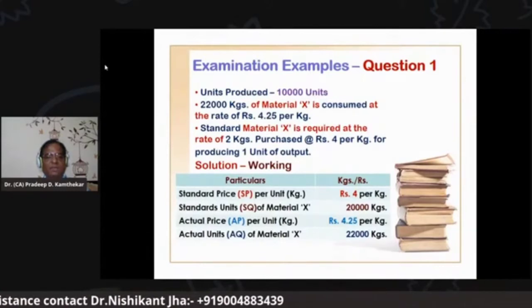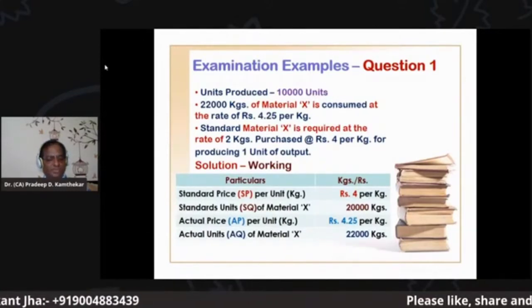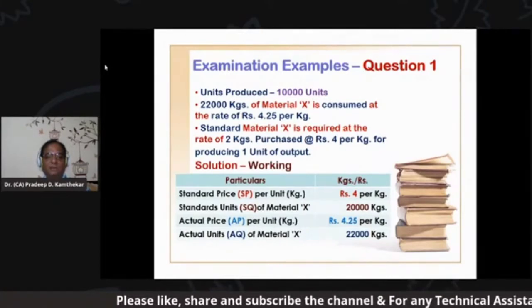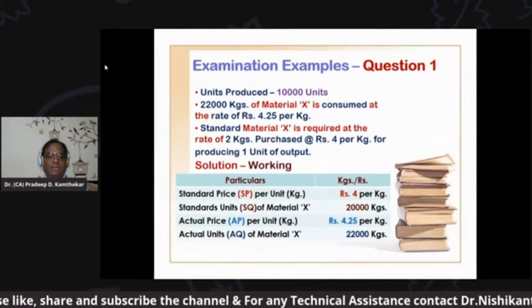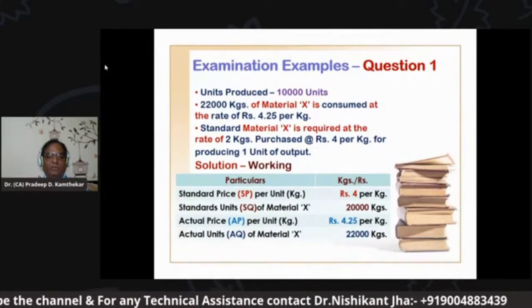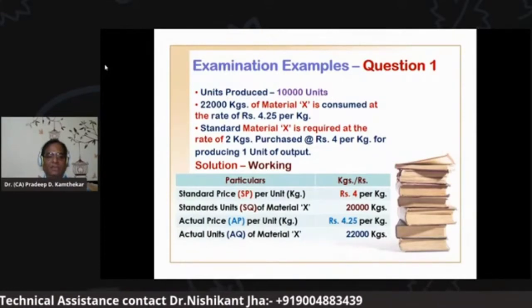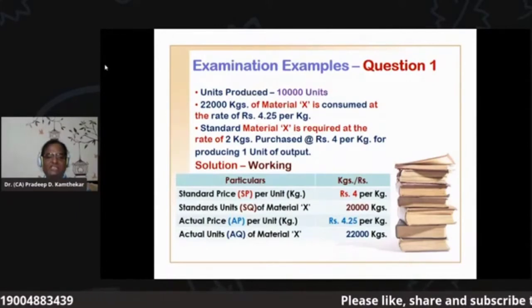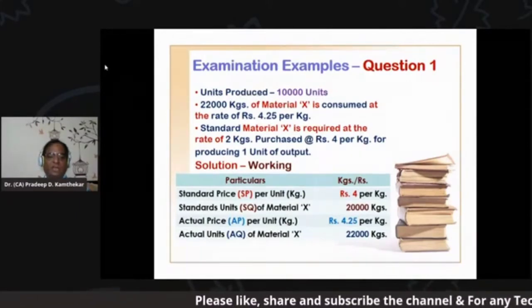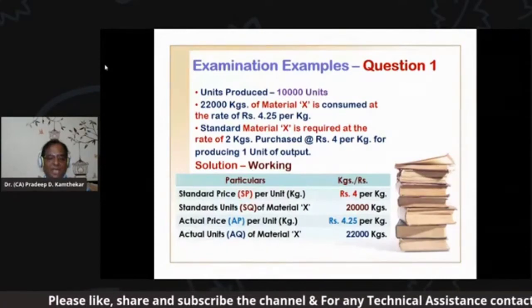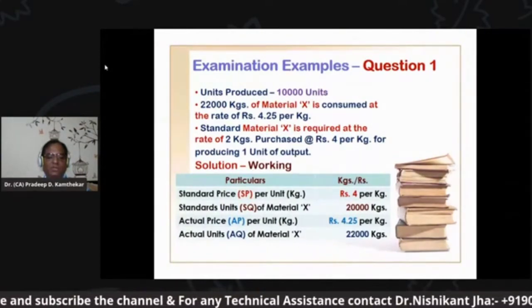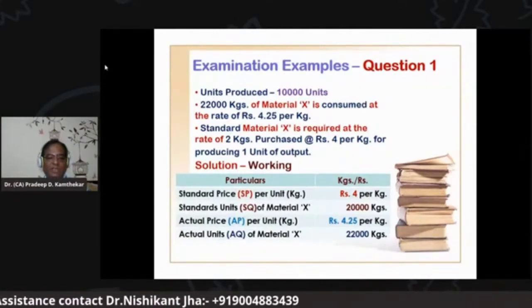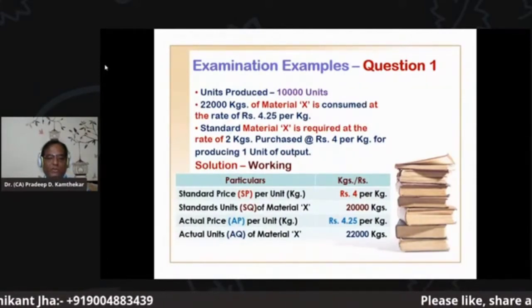Suppose you are given that 10,000 units are produced by the business and 22,000 kilograms of material X is consumed at the rate of 4.25 rupees per kilogram. Now, this is what is called actual. So, here you have two things. Actual price per kilogram is 4.25 and actual kilograms of material used is 22,000. So actual quantity is 22,000 and actual price is 4.25.